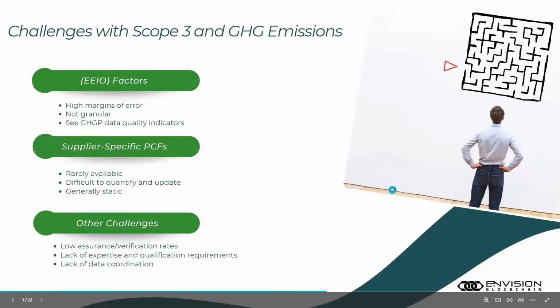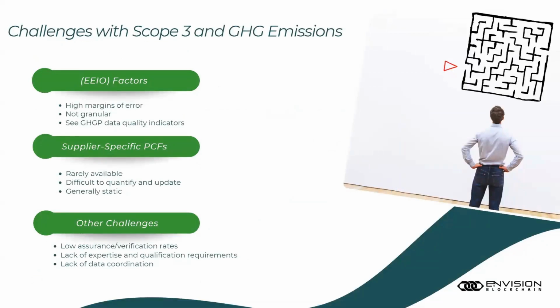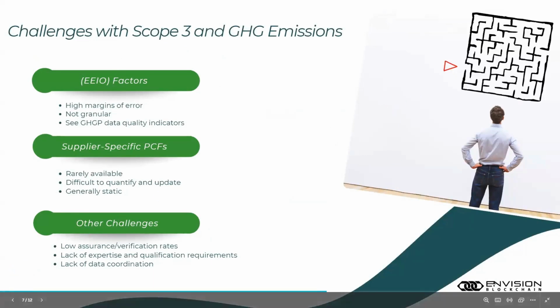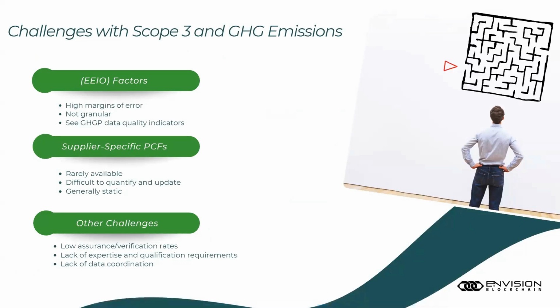So, some of the challenges with Scope 3 GHG emissions. One of the prevailing methods of calculating Scope 3 emissions involves environmentally extended input-output factors, also known as EEIO factors. These come with a high margin of error. They generally involve emissions factors that are averaged over large geographic areas. They might be averaged over many different product types, different manufacturing products, transportation distances, and outdated data.